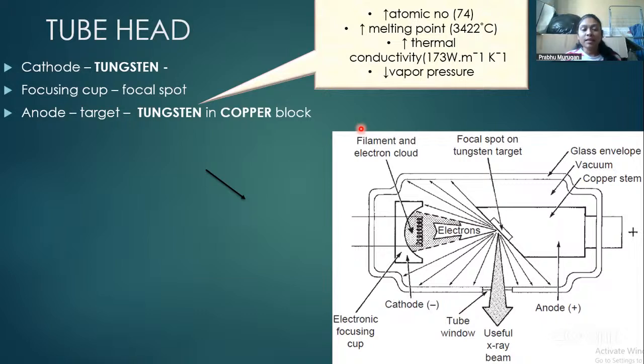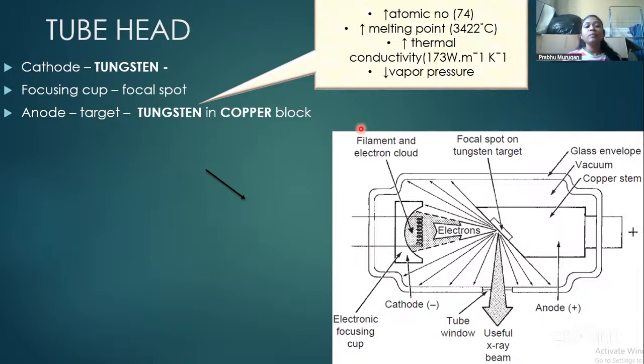Third is high thermal conductivity. Then only electrons will be generated, right? That is the third thing. Last is a low vapor pressure. It should not interact with any other particles. So it should have a low vapor pressure. So four main things: increased atomic number, increased melting point, increased thermal conductivity, and a low vapor pressure. These are the reasons why we are having tungsten as the target and also in the cathode part.